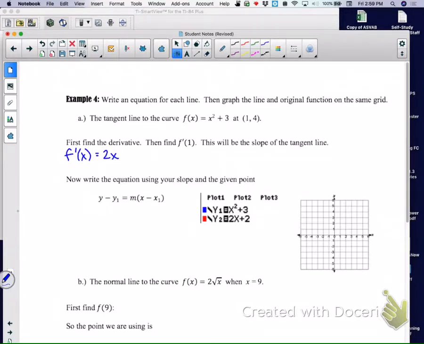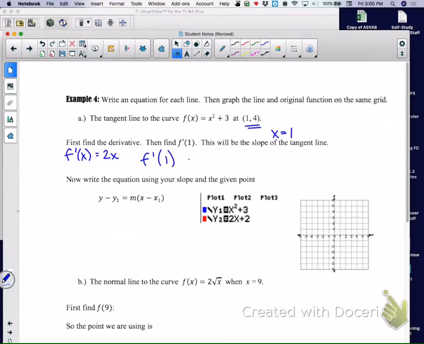Now, I need to know where I am finding the slope, because this is a curve. I could find the slope lots of different places and get different answers. They want me to do the tangent line to the curve at (1, 4). So I'm going to steal that x value. X is 1, so I'm going to find f prime of 1.